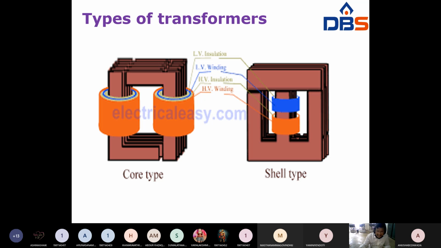So these are the L type laminations, used for core type transformer. These are the E type and I type. E type and I type are used for shell type transformers.